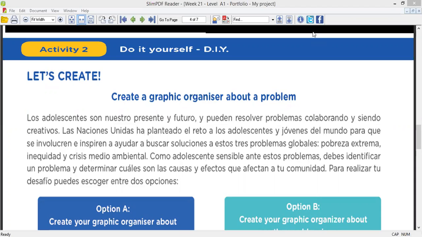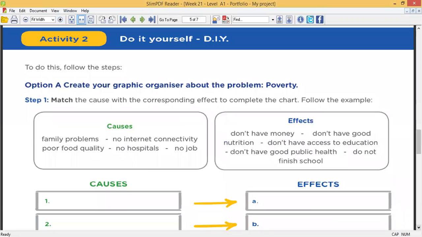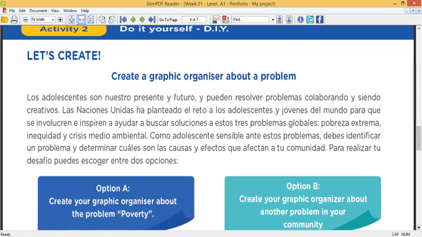As you know, as human beings we have to recognize that there are a lot of problems in the world and in our community. Maybe for the problems in our community, we can do something to solve them. Now, this week we have two options. The first option, you have to create a graphic organizer about the problem of poverty.